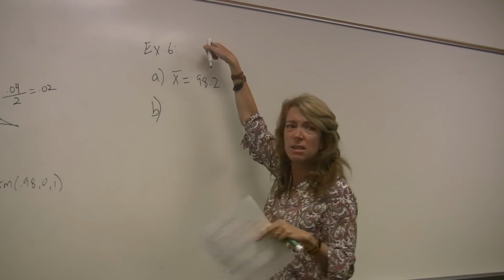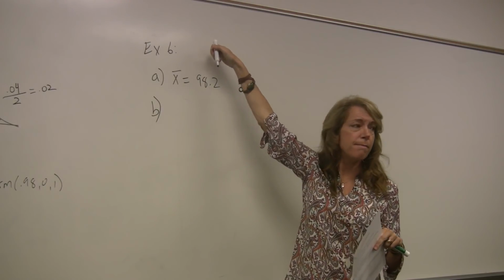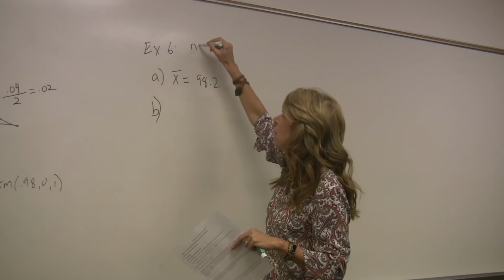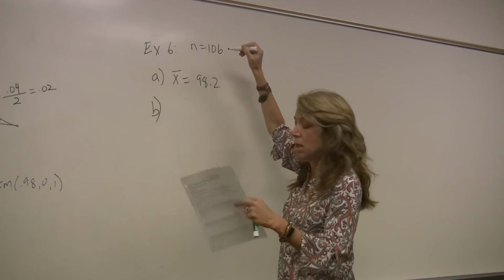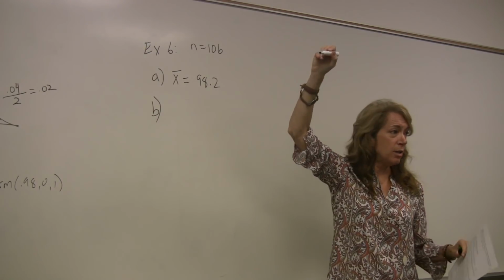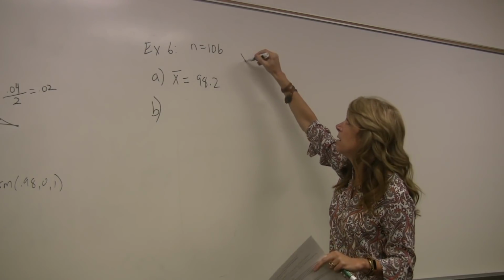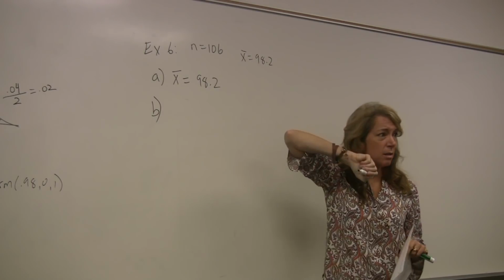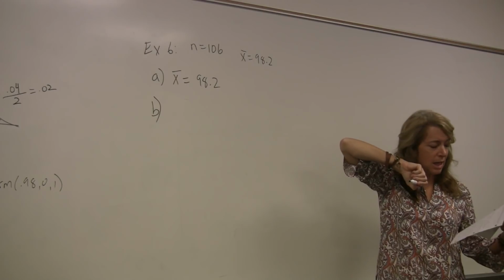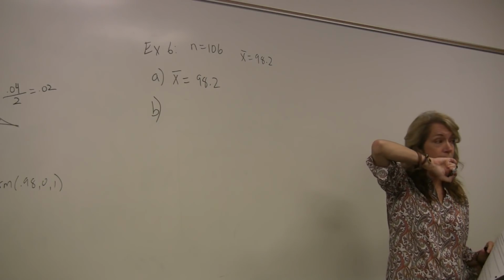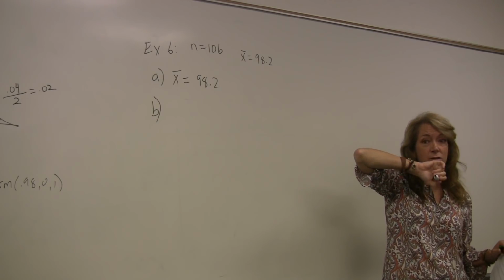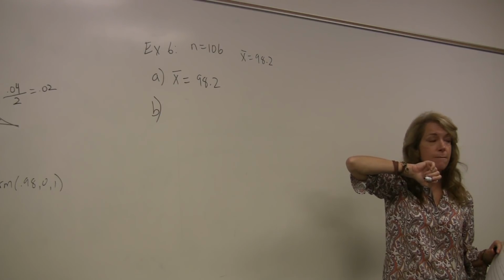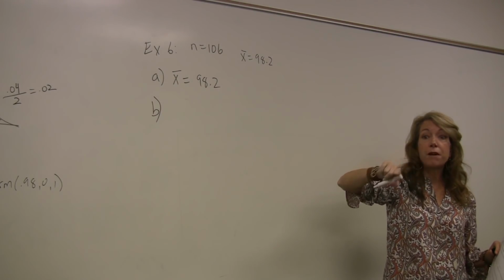So the 106 is what in the problem? N. That's n. And the 98.2 I already wrote down was our X bar. Do you agree with that? What is the 0.62? It's the standard deviation. From where? The sample. From the sample.